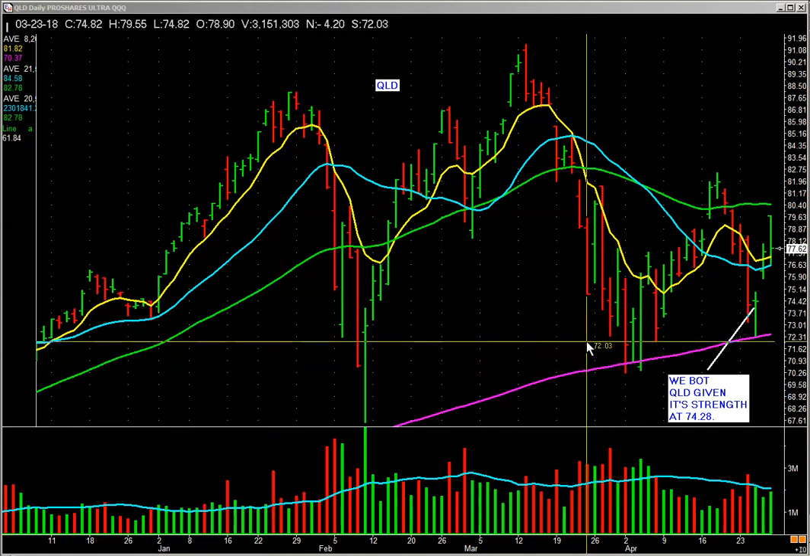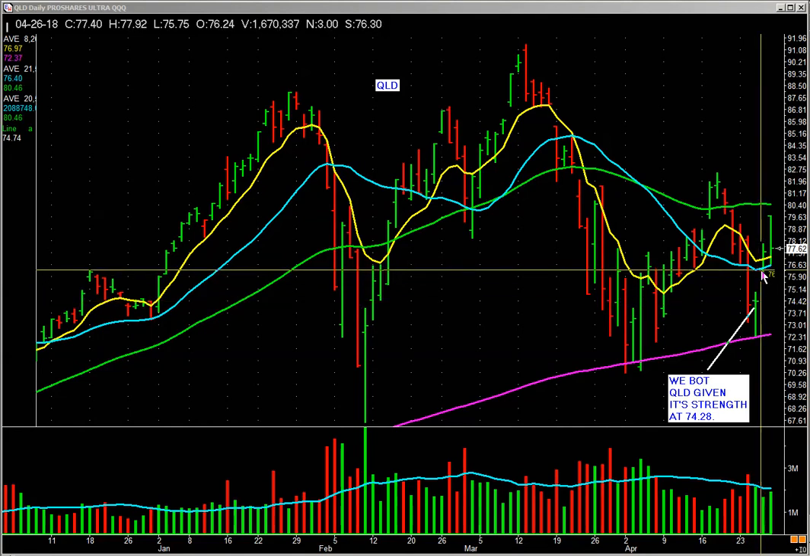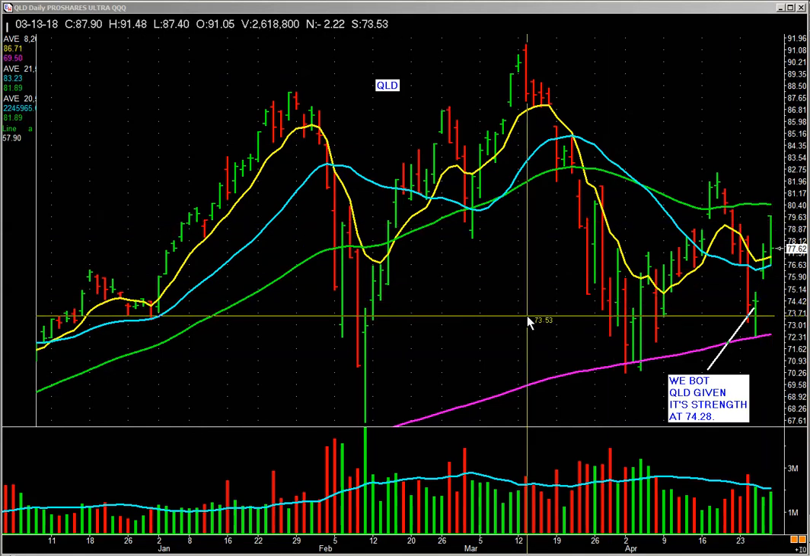Here we go. This is QLD. We bought QLD this day. We got the gap up yesterday, and we got a bigger gap up today. But that's not what it's all about. It's about why we bought it. If we can understand the concepts of why, then you don't have to memorize it. You own the concept.